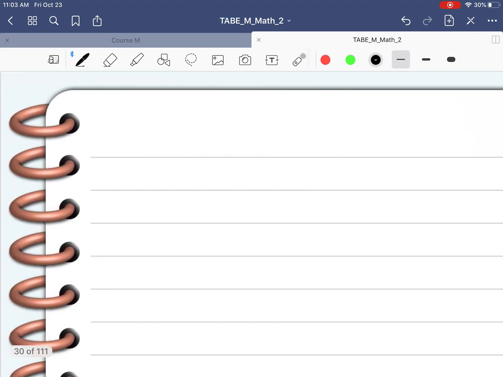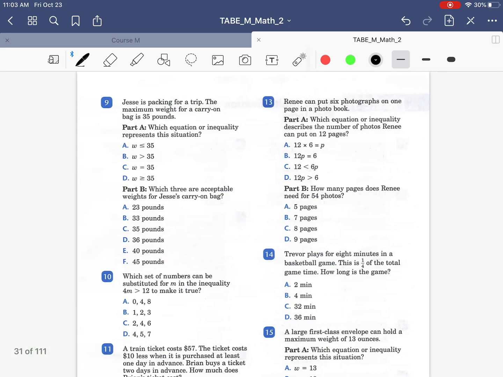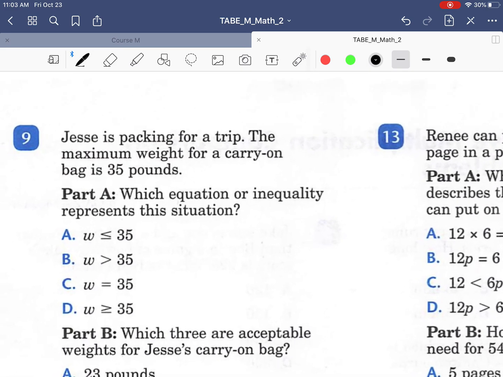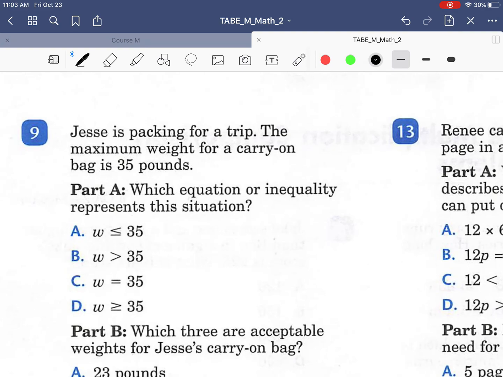Number 9. I had put a piece of paper in there in case I needed it. But Jessie is packing for a trip. The maximum weight for a carry-on bag is 35 pounds. So let's draw the graph of that. It can be 35, but it cannot go above 35. It has to be 35 or less.